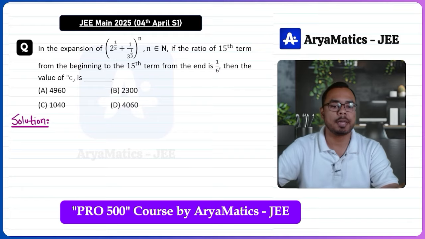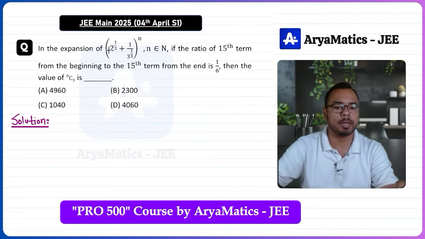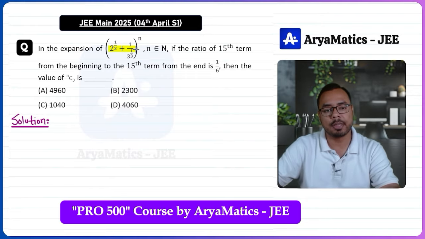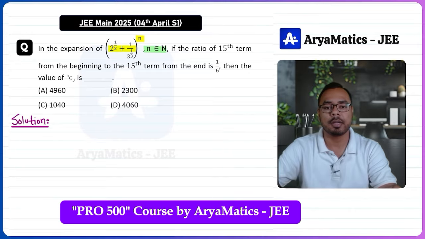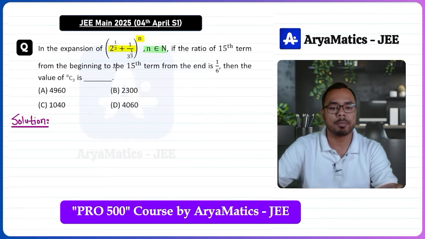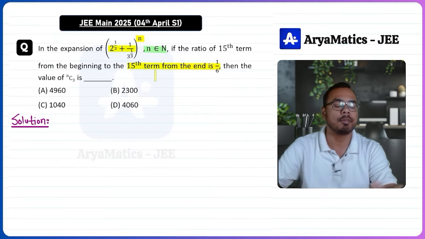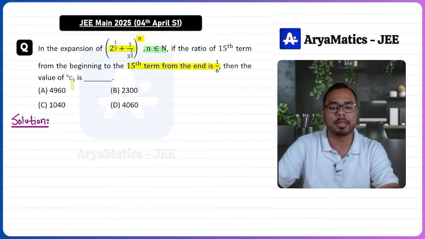In the binomial expansion of (2^(1/3) + 1/3^(1/3))^n, where n is some natural number, if the ratio of the 15th term from the beginning to the 15th term from the end is 1/6, then we have to find the value of nC3.